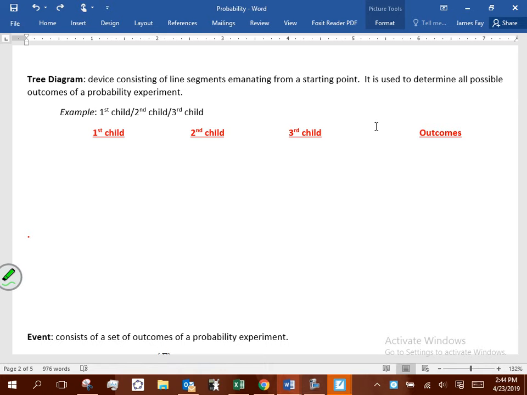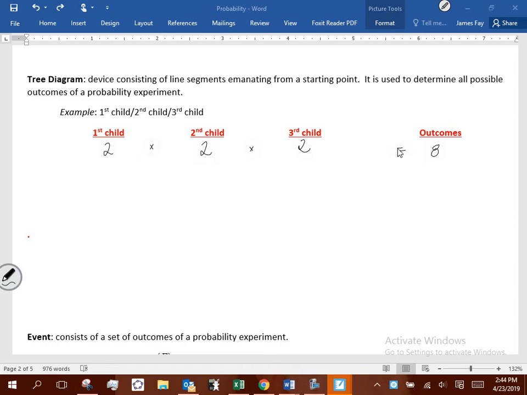Fundamental counting principle. Okay? So, here's the idea. This is the same thing. If I have my first child, how many options do I have in regards to boy or girl? 2. If I have a second child, how many options could be there? 2. Third child? 2. If I multiply those, 8. I get 8 total outcomes.